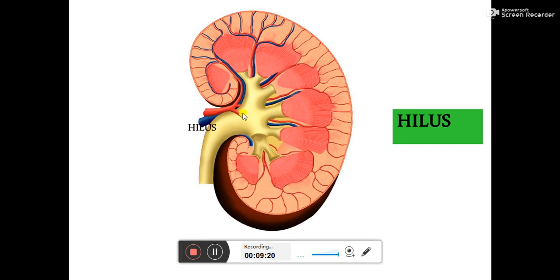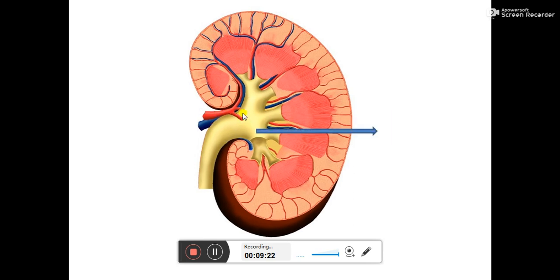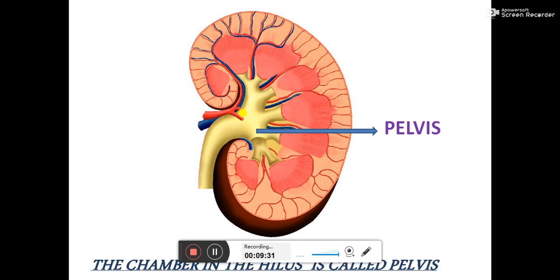So this part is called hilus. Now the word comes pelvis. We can see pelvis in this picture. What is pelvis? The chamber in the hilus is called pelvis. So we have found that the indentation is hilus and the chamber we can find in the hilus is pelvis.